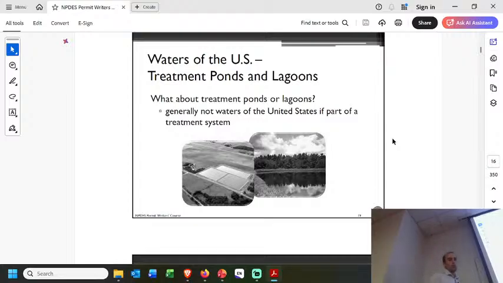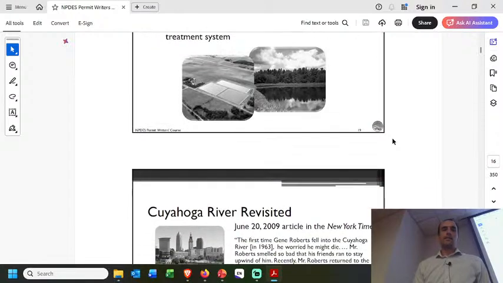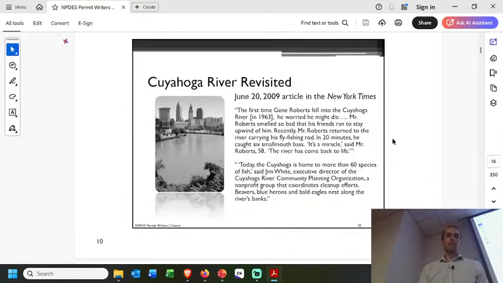And then what about treatment ponds or lagoons? Well, we'd be in pretty big trouble if the body of water that we made to treat the wastewater is considered a water of the United States, so we exempt those. So if we have a treatment pond, it is not a natural pond. Sometimes some wildlife might get in there and maybe even be fine living in there, but that's not the design, so we're not considering it that way.